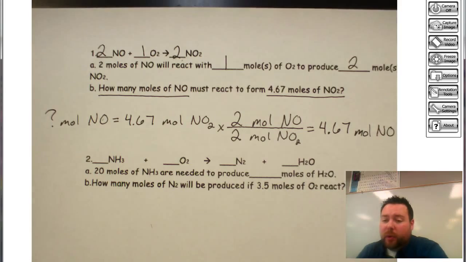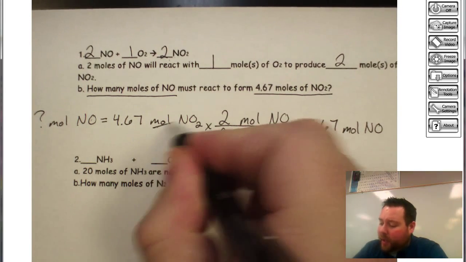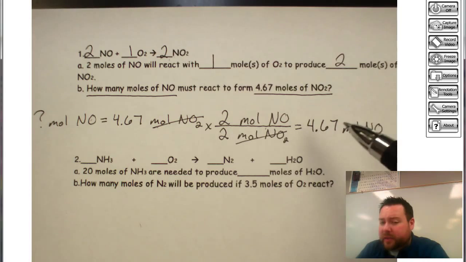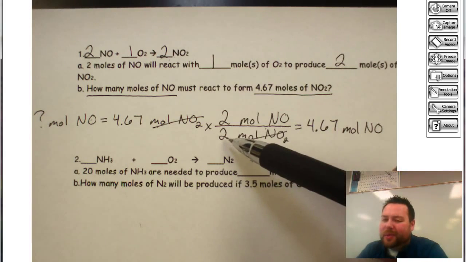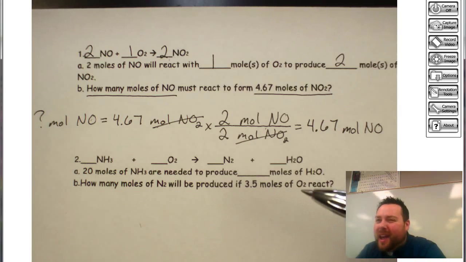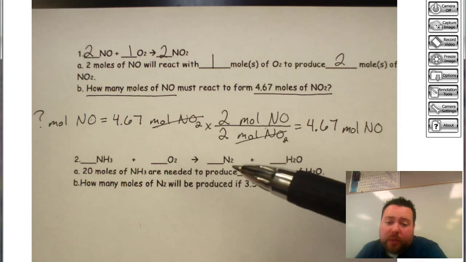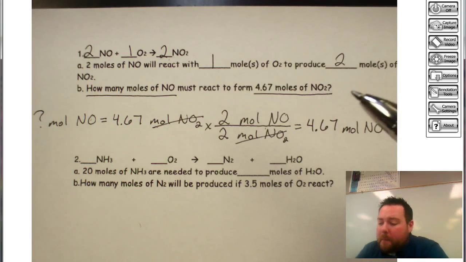And I know that it's moles of nitrogen monoxide because these two cancel out, leaving me with moles of NO. Okay, so this is a question that a lot of people start to ask. They look at this and say, well, 2 divided by 2 is really just 1. Do I actually have to write that? And the answer is, well, mathematically, no. You could reduce that to 1 over 1, or just 1.